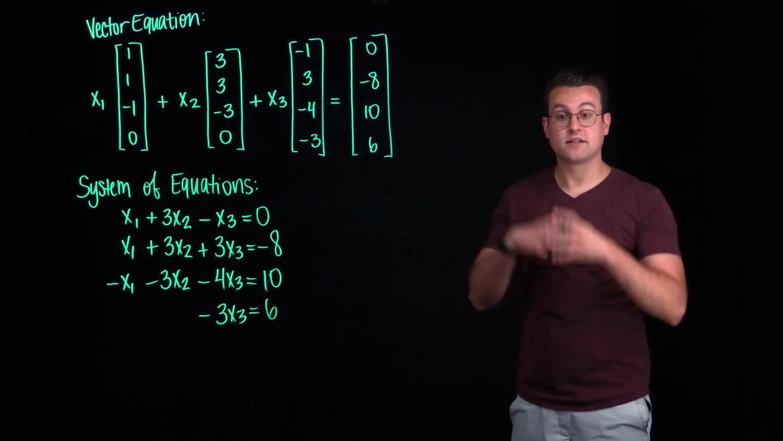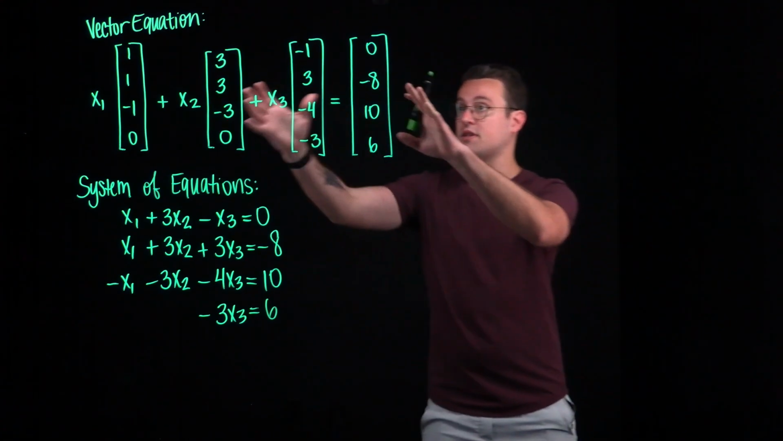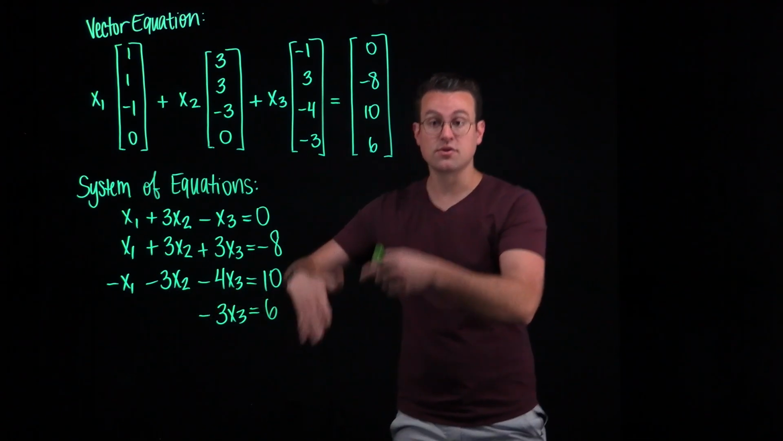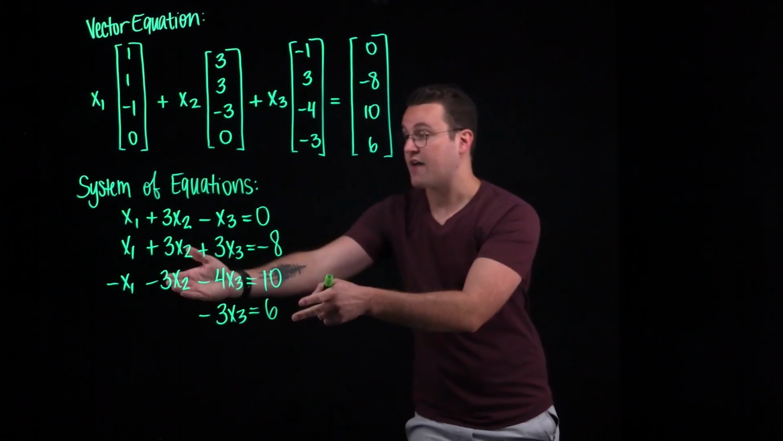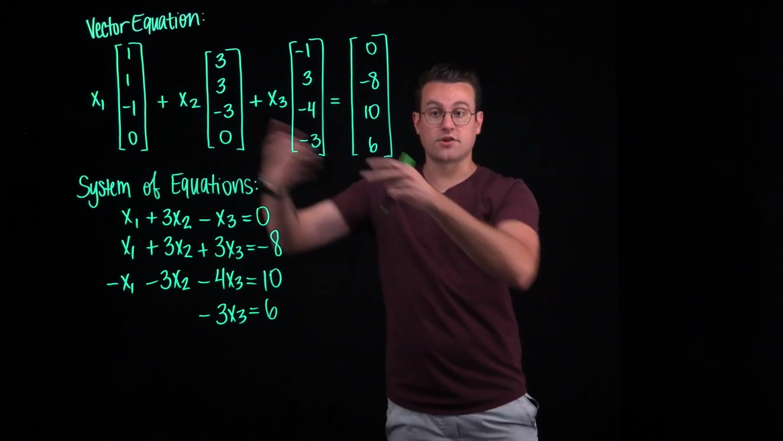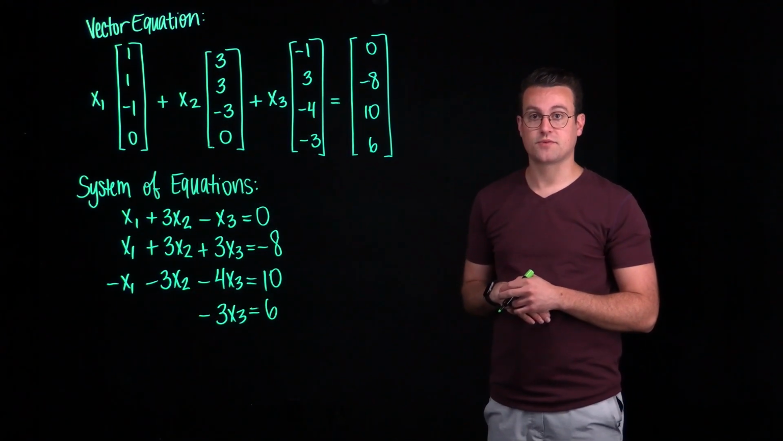For now, we're not worried about solving this system. We're just worrying about writing it in different ways. So I could start with the vector equation and write the system of equations, or I can go vice versa. If I have the system of equations, we can go the other direction and write the vector equation.